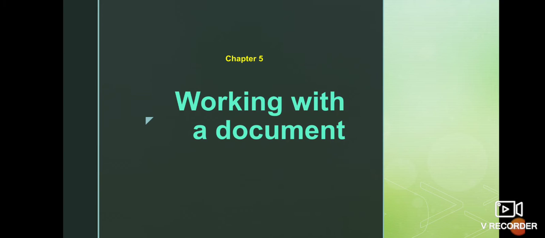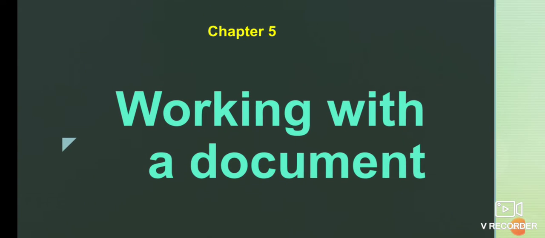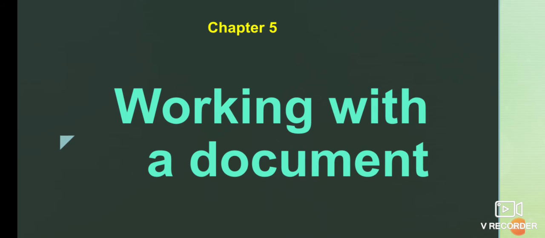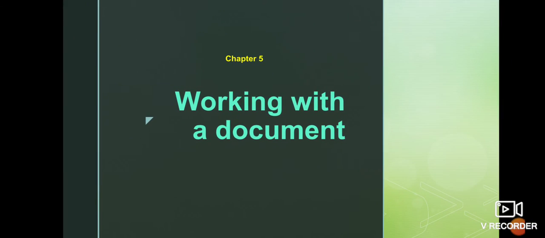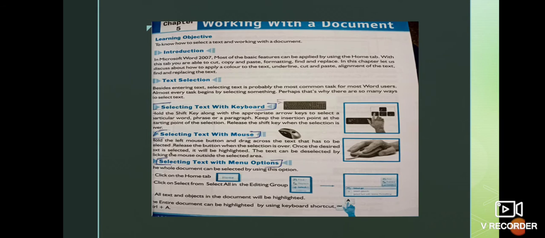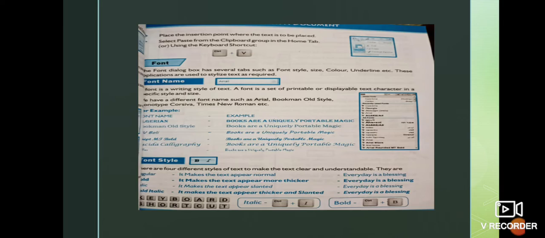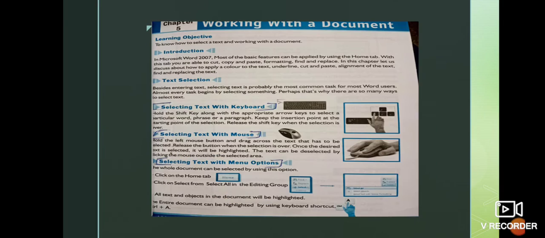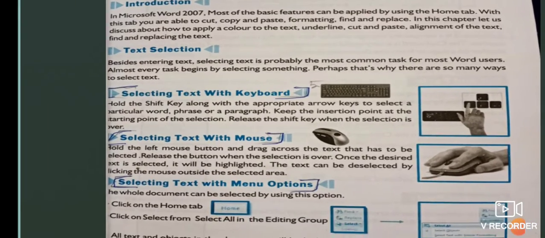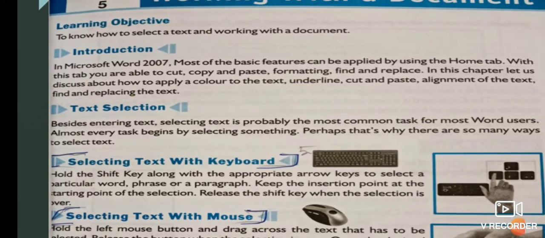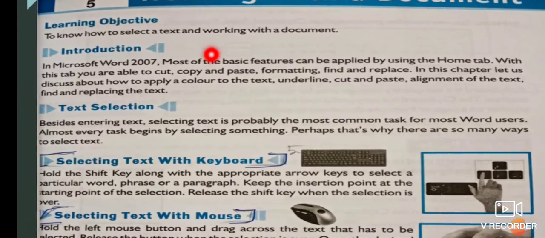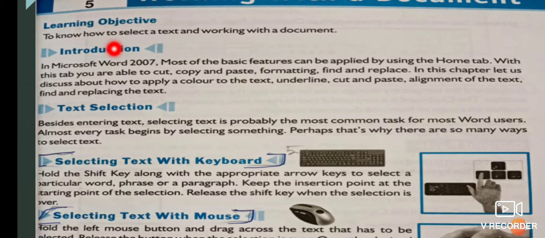Good morning, students. Today in computer science, you're going to learn about working with your document. This is the name of your chapter number 5. In this chapter, the main objective is to learn the ways to select a text and how to start working with your document. So, this is going to be your main learning objective.